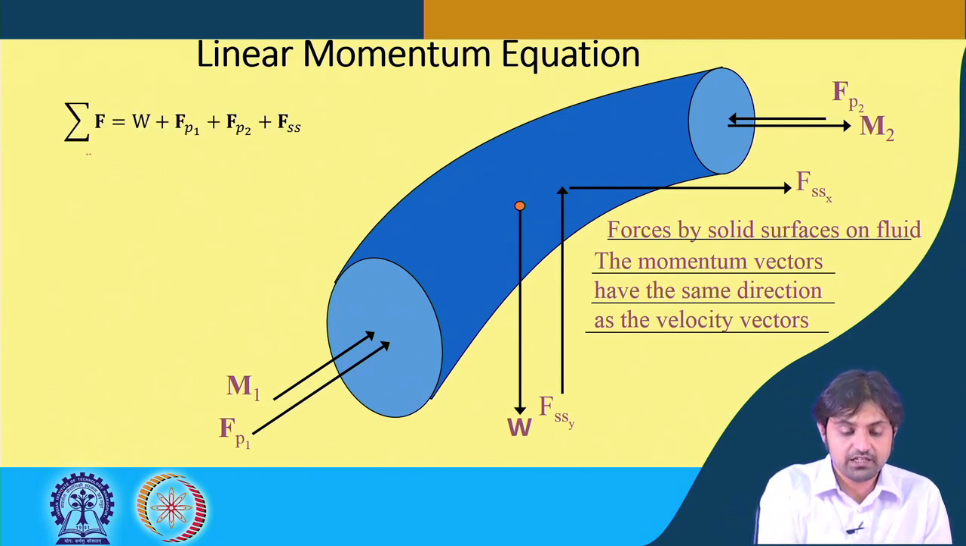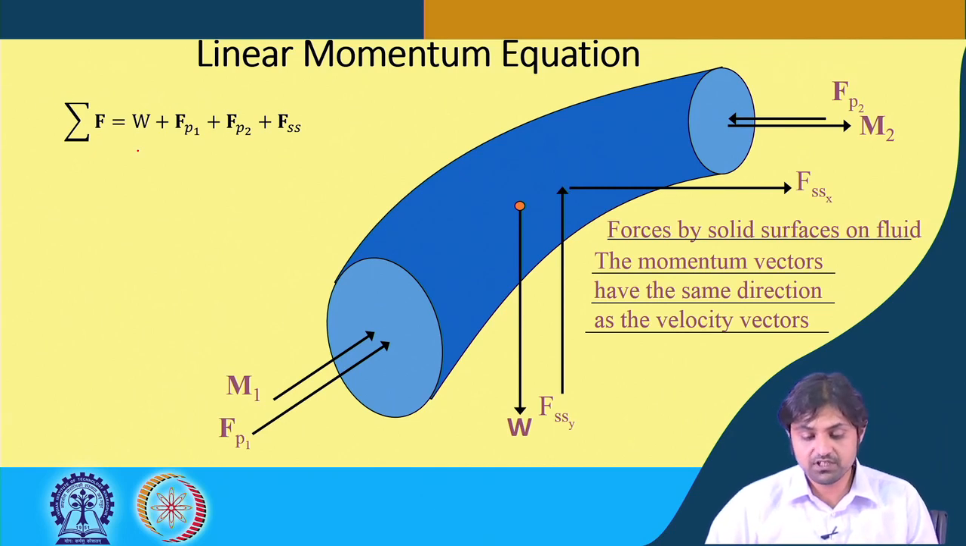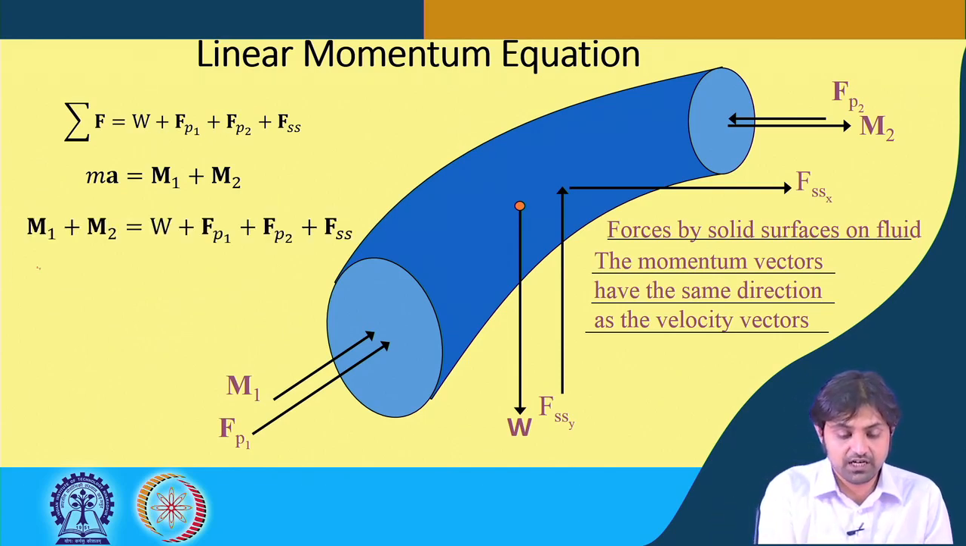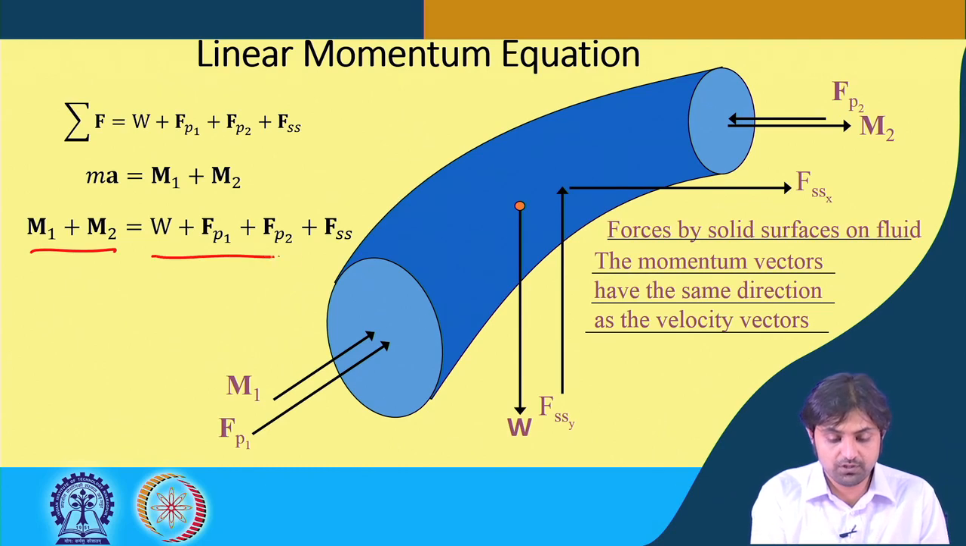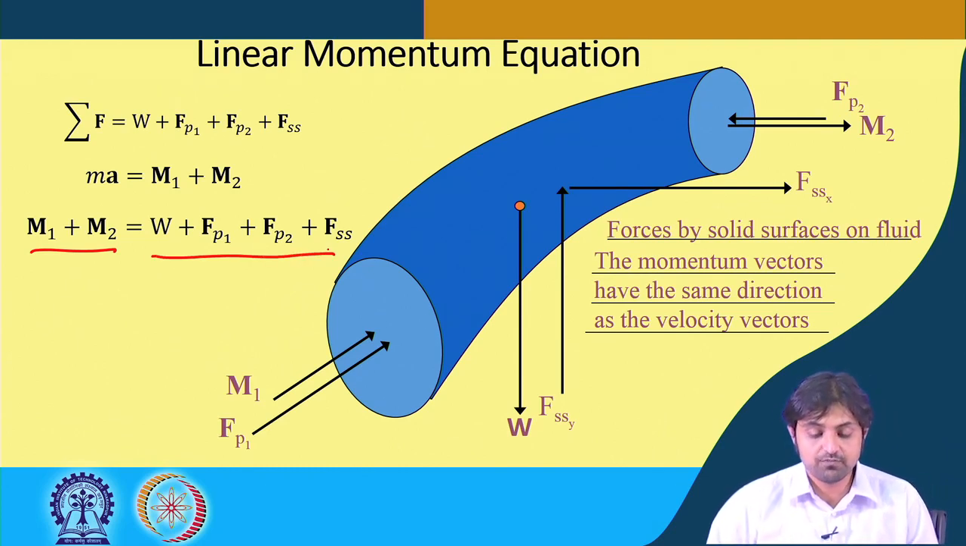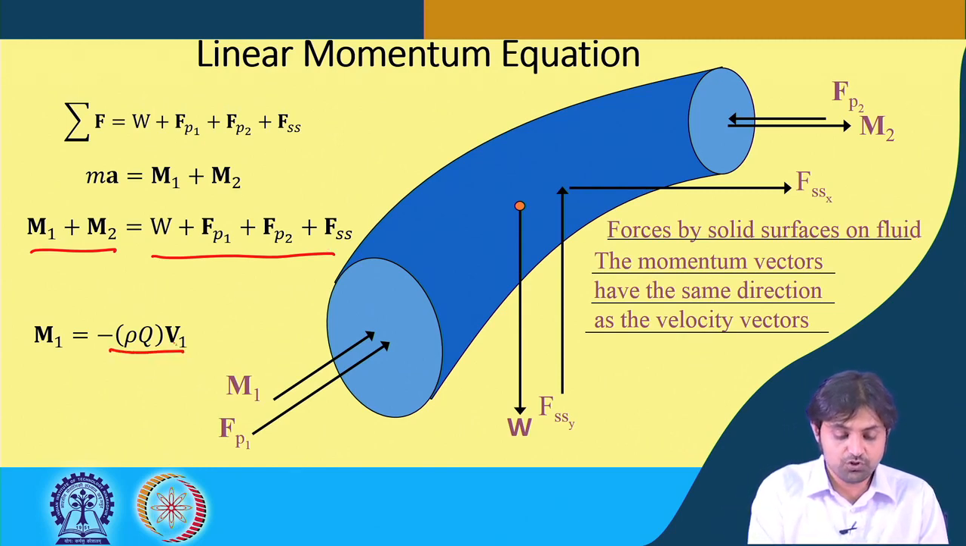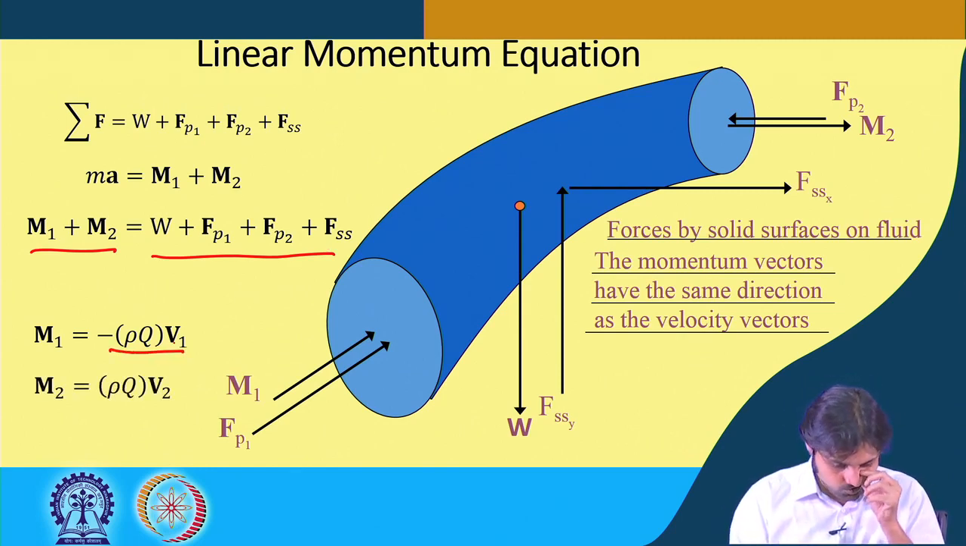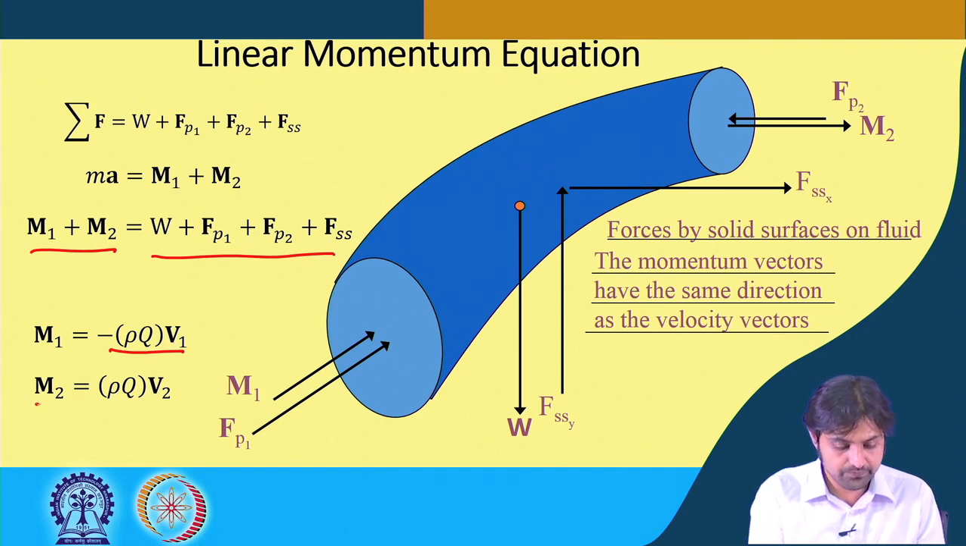So we can simply write F equals W plus Fp1 plus Fp2 plus Fss, and mass into acceleration, force, is M1 plus M2. So M1 plus M2 is equal to W plus Fp1 plus Fp2 plus Fss, where M1 is minus rho q V1 and M2 is plus rho q V2.